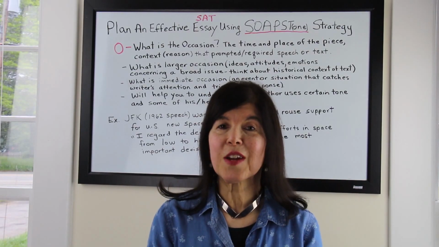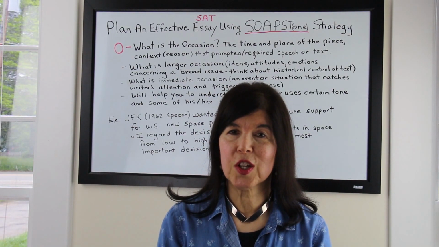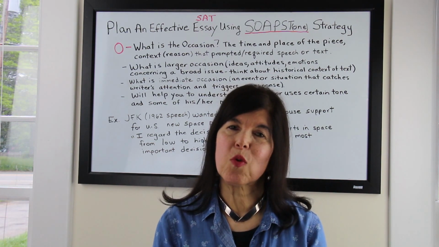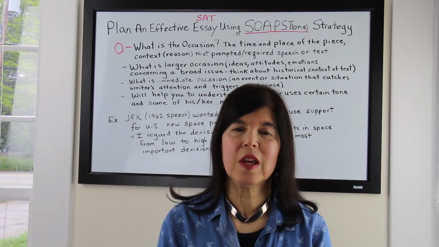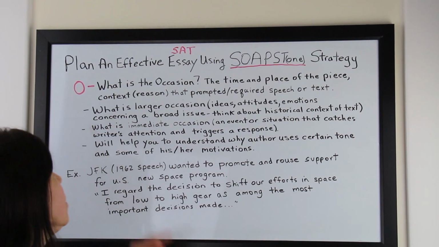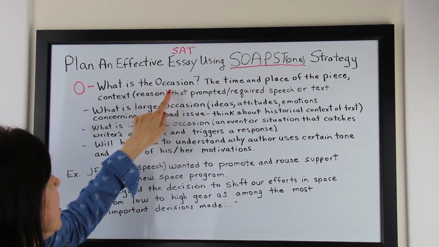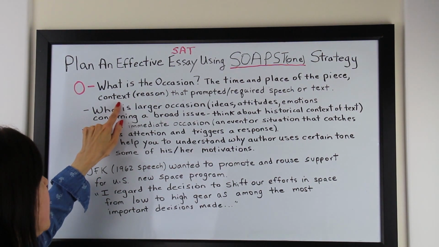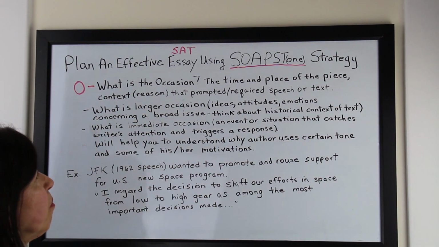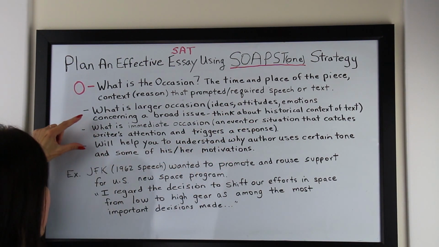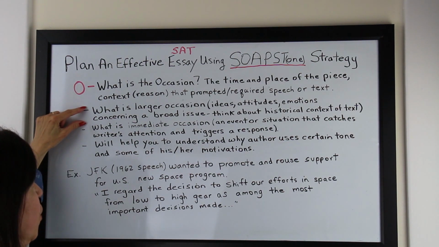The letter O in SOAPSTone is for occasion, the time and place of the piece. Let me show you some questions and considerations that you can ask yourself as you read the source text. O, of course, is for what is the occasion, the time and place of the piece, but really the context or reason that prompted or required the speech or text. And you should ask yourself, what is the larger occasion, which is really the historical context.